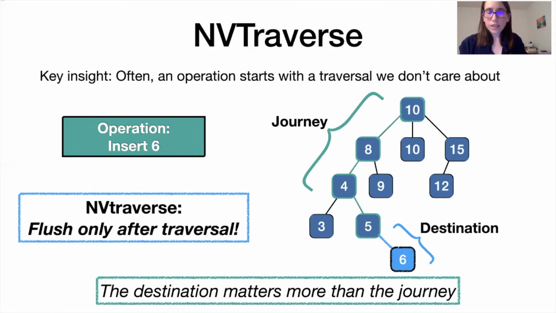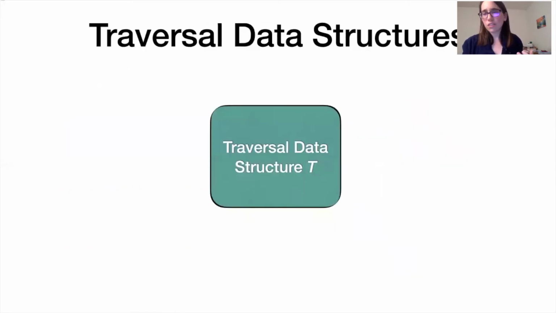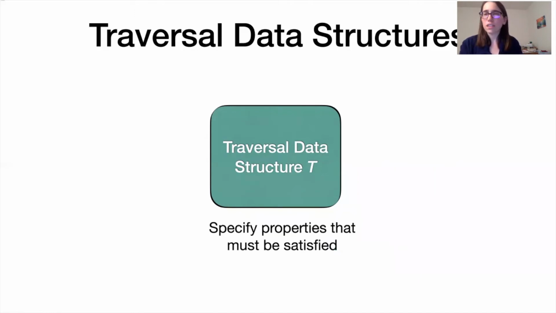Okay, so I gave you this sort of very vague intuition, but making this concrete is actually non-trivial. So it's not clear how to define what part of an operation counts as a traversal and what part counts as the destination, right? And this is actually the bulk of the technical meat of the paper goes into defining this. And so we define a class of algorithms called traversal data structures that have to satisfy certain properties. And we use these properties to sort of separate between the traversal phase and the phase in which we make our updates, and argue that there are no dependencies between them.